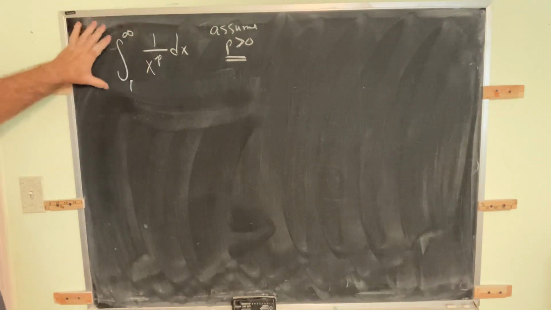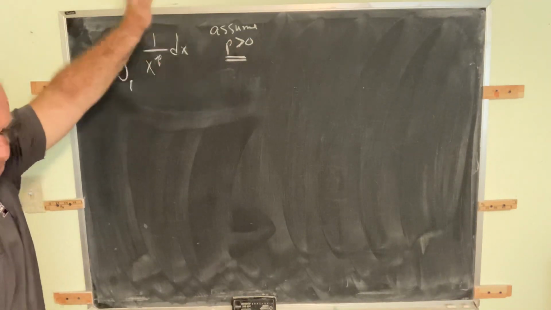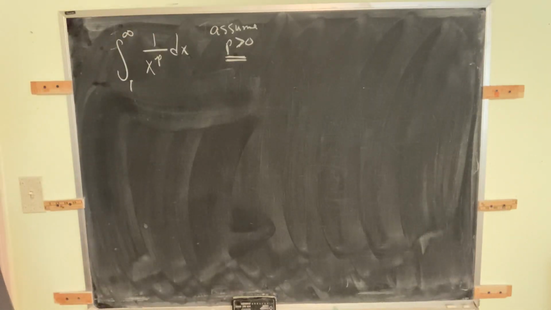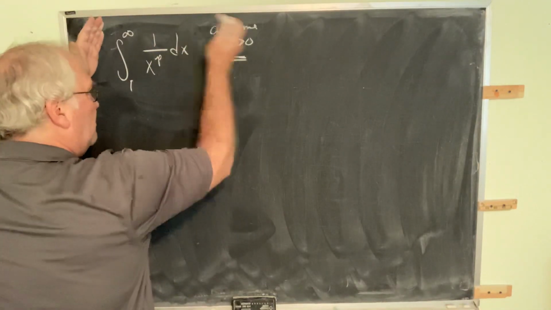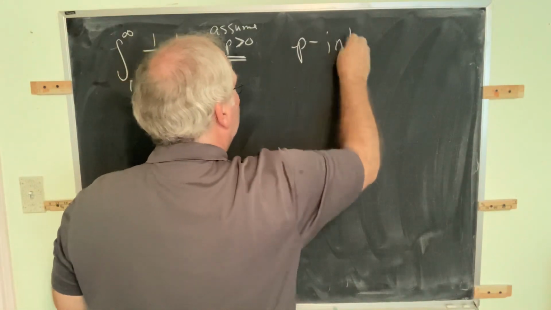Any integral in this form, so p is allowed to be any value bigger than 0. Decimal, fraction, whole number, doesn't make a difference so long as p is greater than 0. All right? So any integral that meets this form with this requirement is called a p integral.